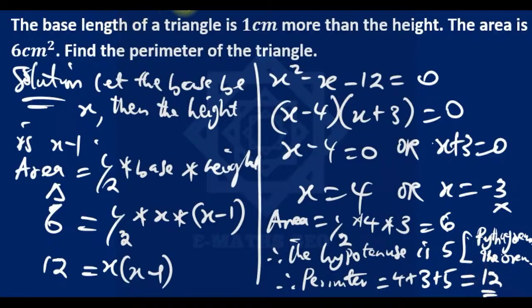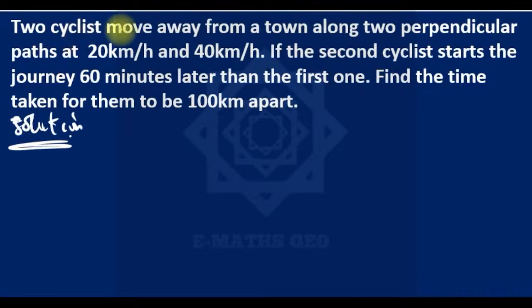So that's the answer. They say two cyclists move away from a town along two perpendicular paths at 20 km per hour and 40 km per hour. If the second cyclist starts the journey 60 minutes later than the first one, find the time taken for them to be 100 kilometers apart. So km means the distance.